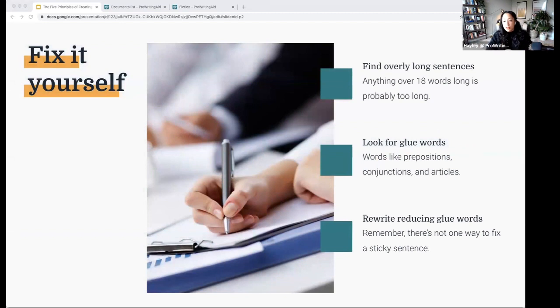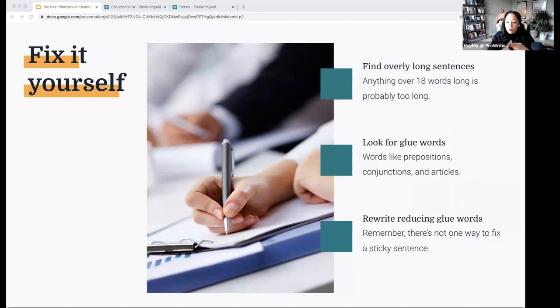So what are you going to do to find this if you don't have ProWritingAid? So first, I would recommend looking for overly long sentences. Overly long is subjective. It's going to change depending on what you're writing and your genre. But for romance, I would say that anything over 18 words long is probably too long. It's a good indication that your sentence might be sticky. It might just need to be split up or anything like that. But that's a good place to start, is if your sentence is overly long.